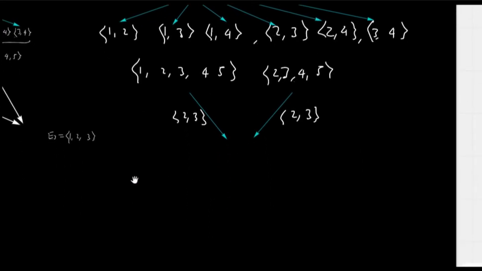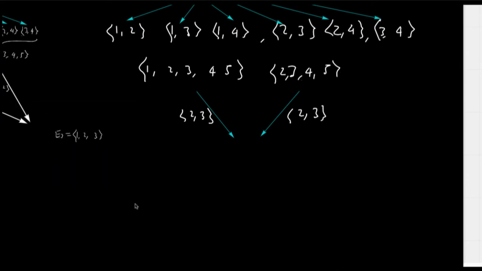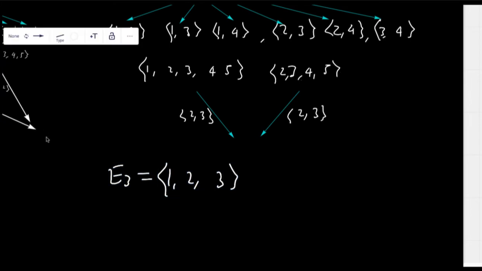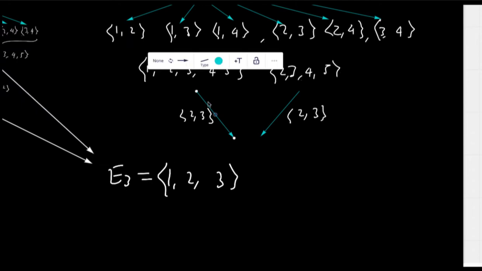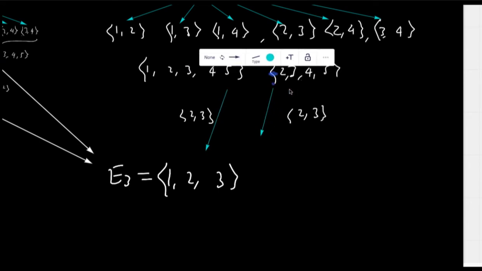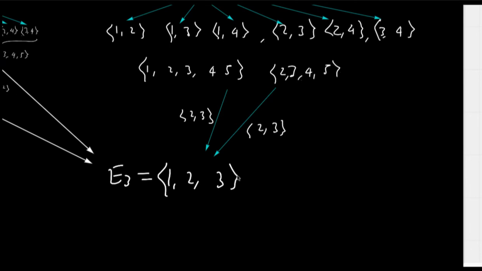So for this, you get E2 equal to, once again, 1, 2, 3. E2 is equal to 1, 2, 3. E3 will be 1, 2, 3, right? Like this. You can see here also, and here also. You can go ahead like this. So for this 2, 3, you get this 1, 2, 3. Clear? So in this way, E3 equal to E1.